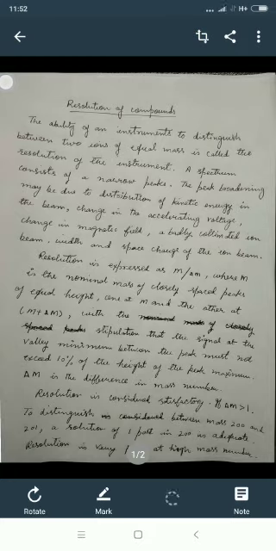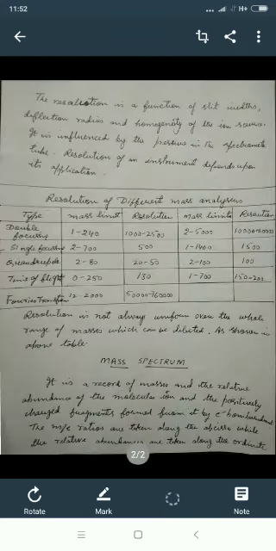To distinguish between mass 200 and 201, a resolution of 1 part in 200 is adequate. Resolution is very effective at high mass numbers, and the resolution is a function of the slit width, difference, deflection radius, and homogeneity of the ion source. It is influenced by the pressure in the spectrometer tube. The resolution of an instrument depends upon its application. You can see in the table the resolution of the different mass analyzers.